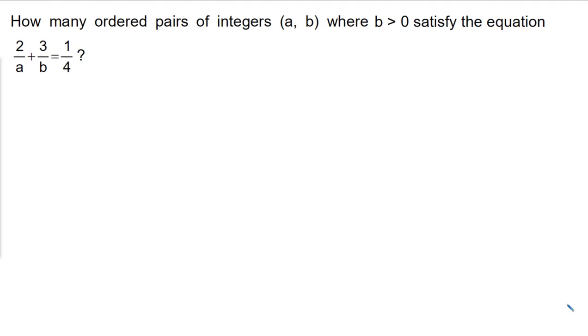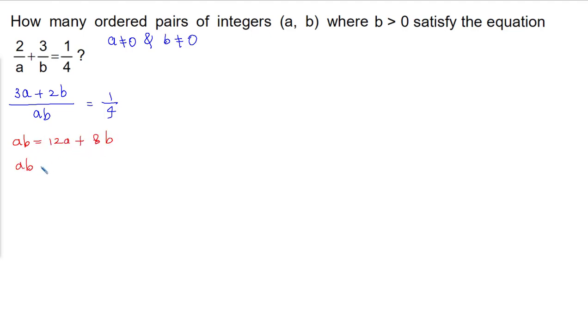So let's solve this. First step is cross multiplication, but before that let's conclude the denominator cannot be equal to 0, so the value of a cannot be 0 and the value of b also cannot be 0. First, let's cross multiply. The cross multiplication is (3a + 2b)/ab = 1/4. Again cross multiply, so ab = 12a + 8b.